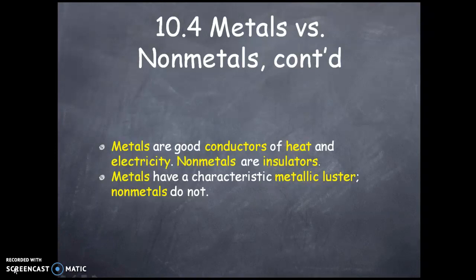So metals have a shiny nature, such as gold has the shine, iron has the shine, and silver has the shine. So that kind of shiny nature is in metals, and non-metals don't have that kind of nature.